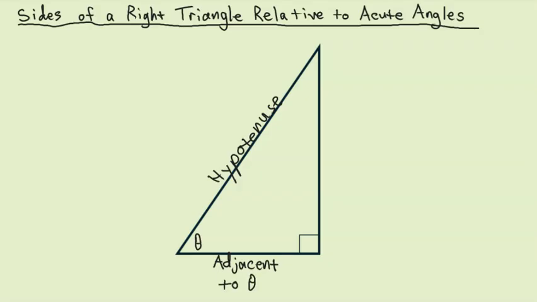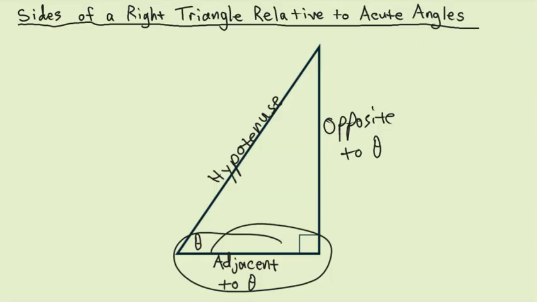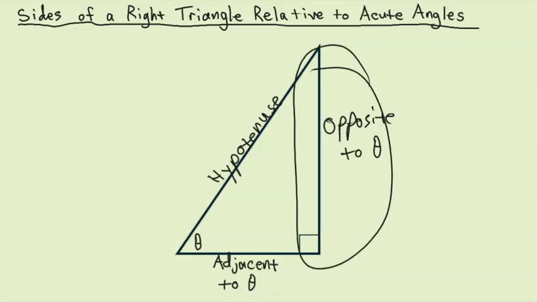It is adjacent to theta. Okay? And then this leg over here, or this side of the triangle, is not touching theta. It's all the way over there, and it's across from theta. If you draw an arrow straight out from theta inside the triangle, it will point at that leg. And because this leg is across from theta, we call this leg opposite. This leg is opposite to theta. So this leg is adjacent to theta, and this leg is opposite to theta.